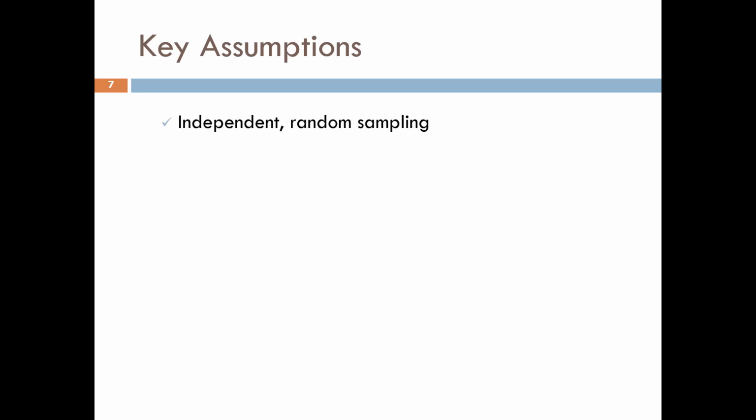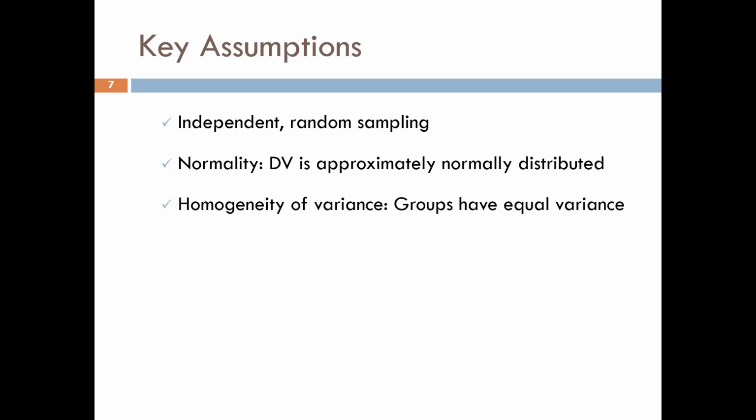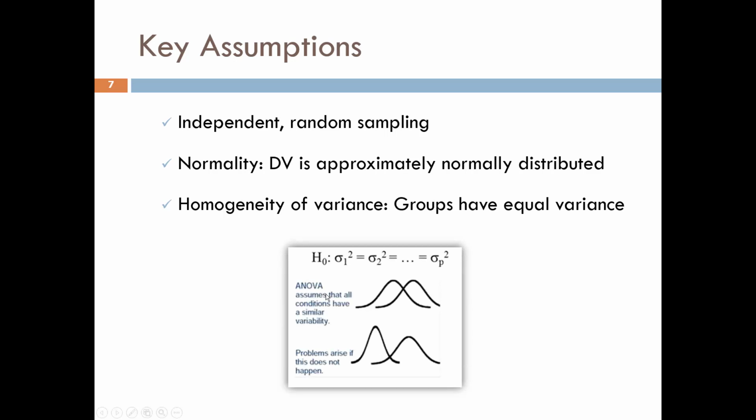Now let's take a look at some of the key assumptions in ANOVA. First, you have independent and random sampling from the population. You also have normality, especially of your dependent variable, because that's the continuous variable. And then also homogeneity of variance in that DV. So homogeneity of variance, as you know, says groups have equal variance, and I've shown you this diagram before. And the null hypothesis for tests of homogeneity of variance says that the variances are equal across groups. And so you might remember that Levene's test does this.